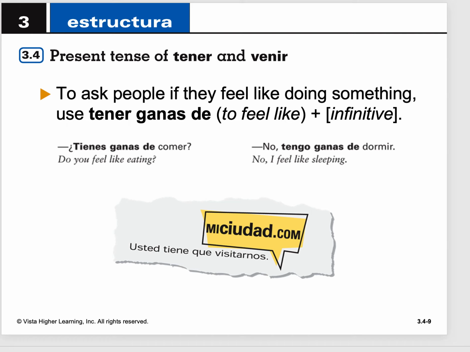If you want to take this to ask people if they feel like doing something, I can then phrase it as a question. So, ¿tienes ganas de comer? Do you feel like eating? No, tengo ganas de dormir. No, I feel like sleeping. So, tener ganas de means to feel like. So, do you feel like doing comer, venir, any of those verbs, escribir, estudiar? Do you feel like studying? Tener ganas de estudiar. So that's going to be a difference in tener que and tener ganas.